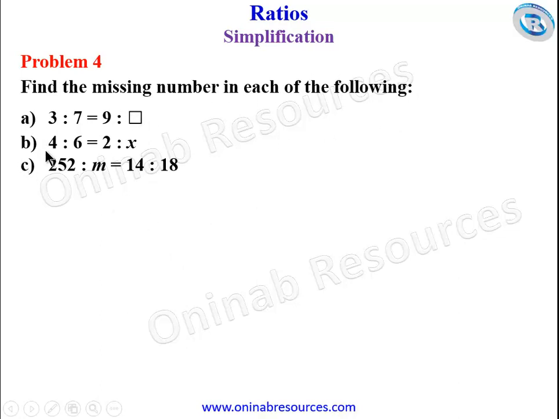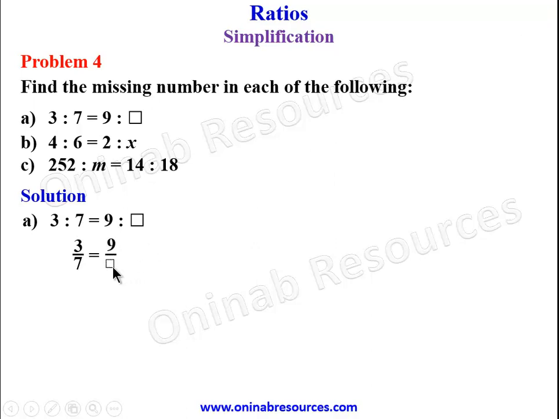So in A, we have a box. In B, we have x. And in C, we have m. So we start the solution from A. What we are going to do is to express this as a fraction, so that we now have 3 over 7 is equal to 9 over the box. We can then cross multiply. We can say 3 times the box is equal to 63. 7 times 9 is 63. Dividing both sides by 3, what goes into the box is 21. 63 divided by 3 gives 21.